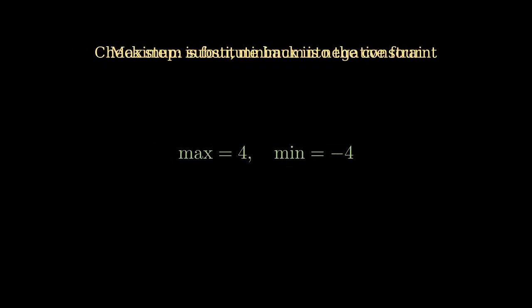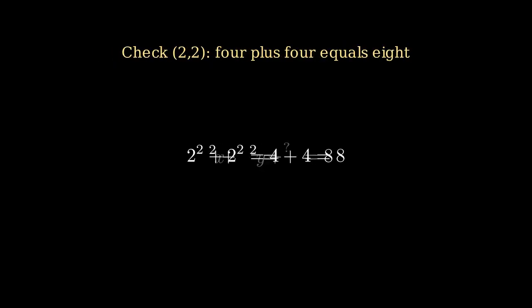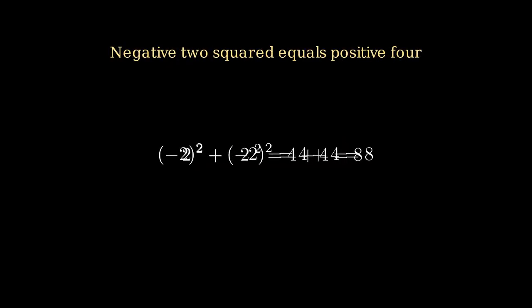Now for the check step, we substitute each solution back into the constraint to confirm it holds exactly. For the point 2, 2, we check 2 squared plus 2 squared equals 4 plus 4, which equals 8, so it holds exactly. For the point negative 2, negative 2, we check negative 2 squared plus negative 2 squared, which is also 4 plus 4 equals 8, so it holds exactly too.